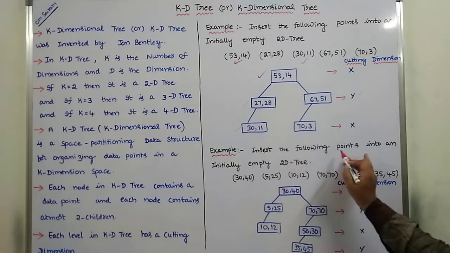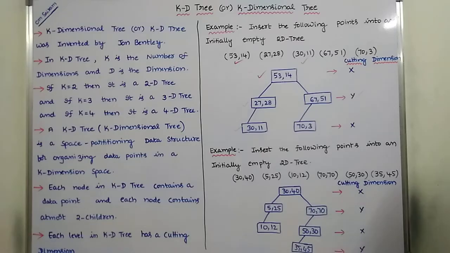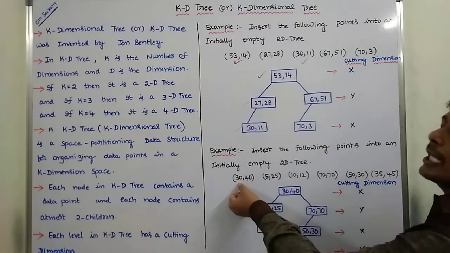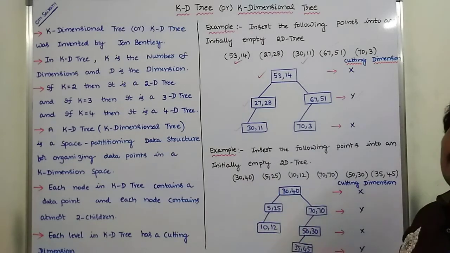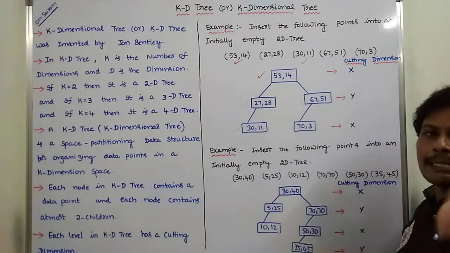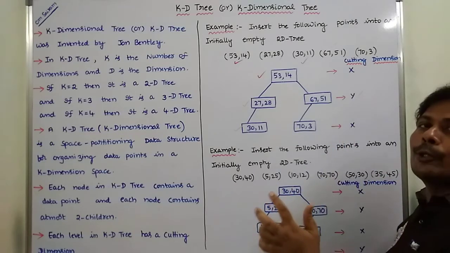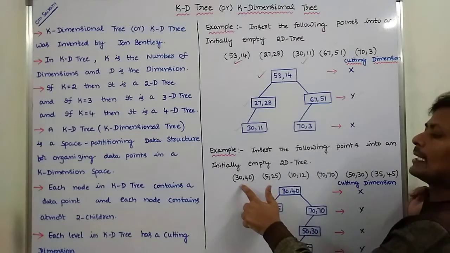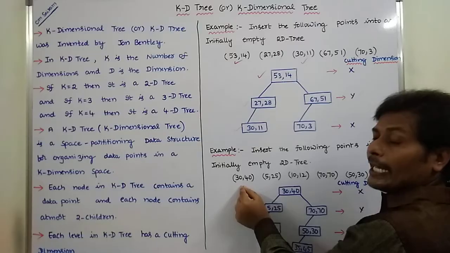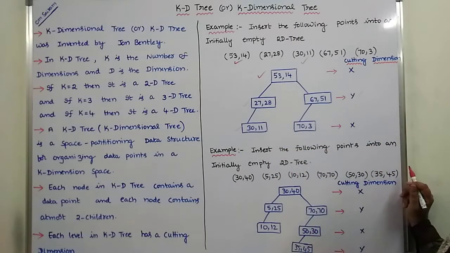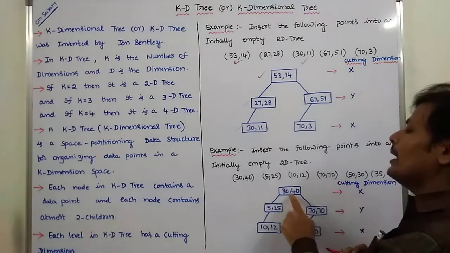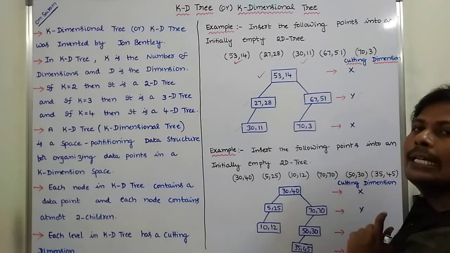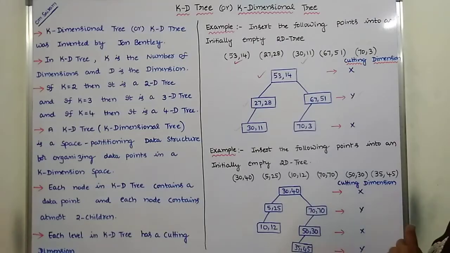Next, another example: inserting the following points into an initially empty 2D tree. It is also a 2D tree. Each data point contains two dimensions. The x coordinate is represented on the x dimension, and the y coordinate on the y dimension. Initially there is no tree, so whatever the first data point is, that is the first node in the 2D tree. First, 30 comma 40. This is the first data point we are inserting into the two-dimensional data space. We create a new node and insert these values into it. Now the 2D tree contains a single node with the data point 30 comma 40. Now it is completed.